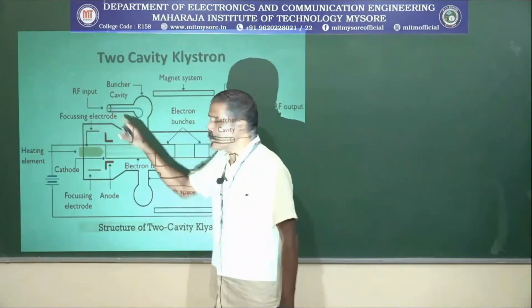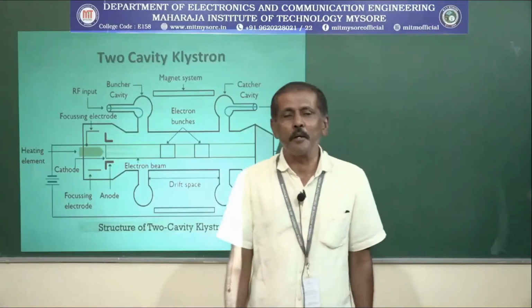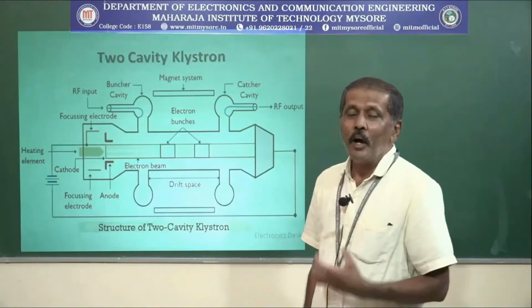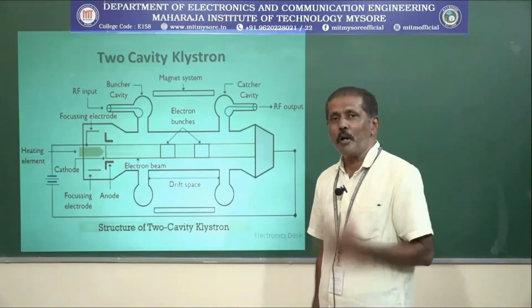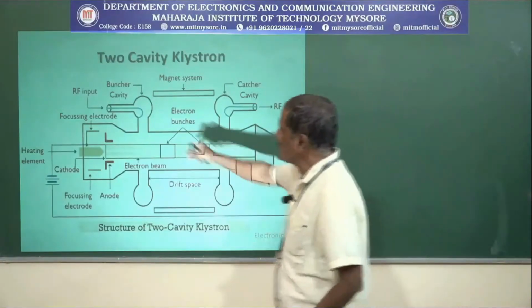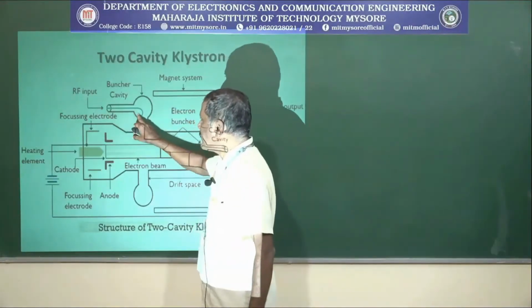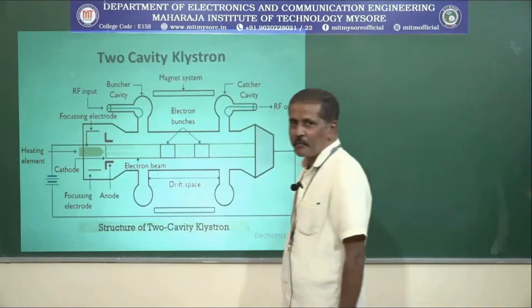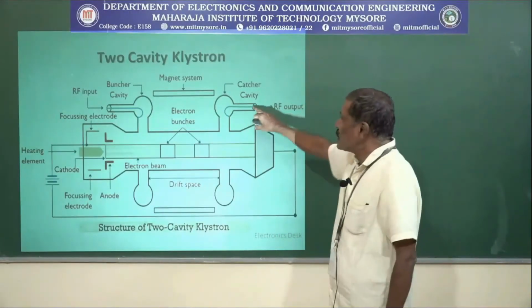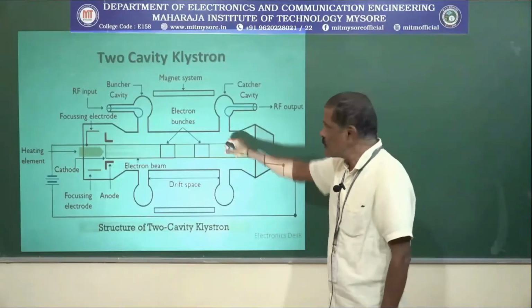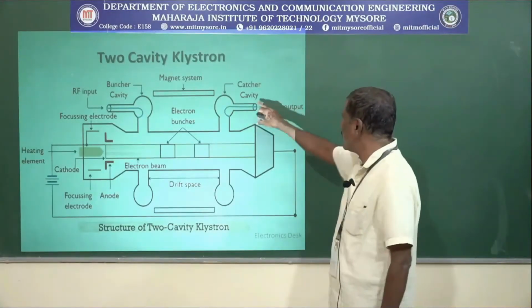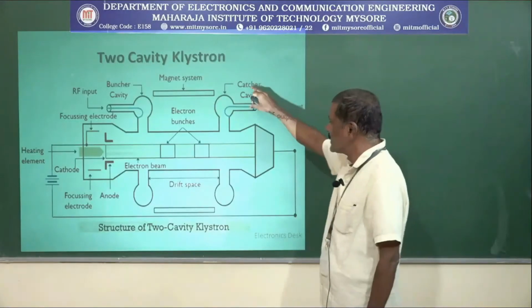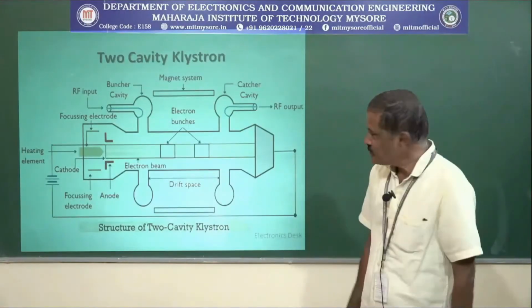You have an RF input. That RF input, the radio frequency signal whose strength you want to amplify, is given as an input through this coaxial cable. The amplified output signals from this two-cavity klystron amplifier are taken through this coaxial cable as an RF output at the catcher cavity.